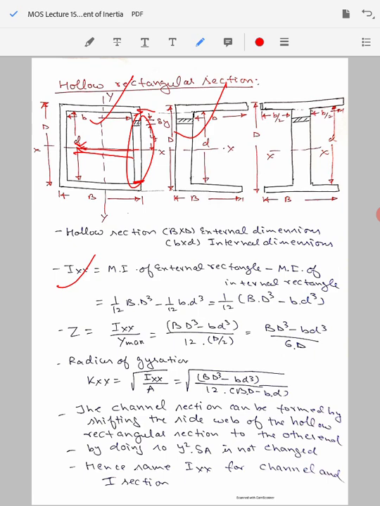In a similar fashion, if you cut both of these webs from here and move them to the center, then you are going to get this I section. So again in the case of the I section, you haven't changed the distribution of the material about the x axis. Therefore your moment of inertia is going to be the same for the I section also. So for all these three sections we can apply the same formula, (BD cube minus small bd cube) divided by 12. That's going to be your moment of inertia for these sections.